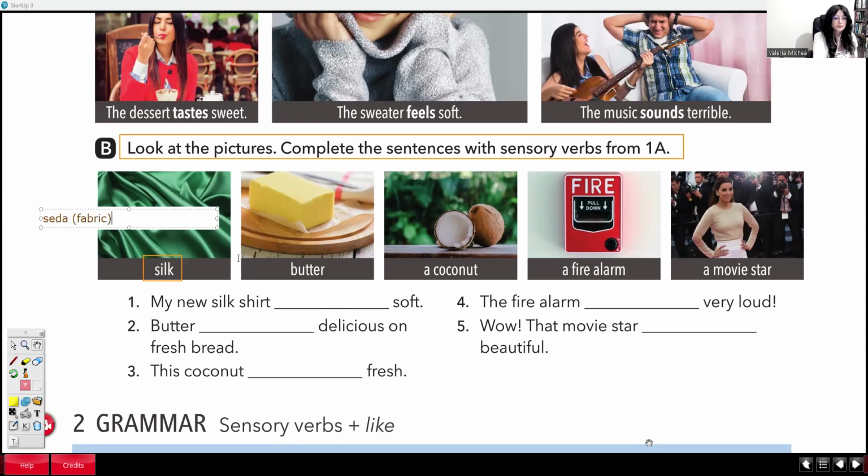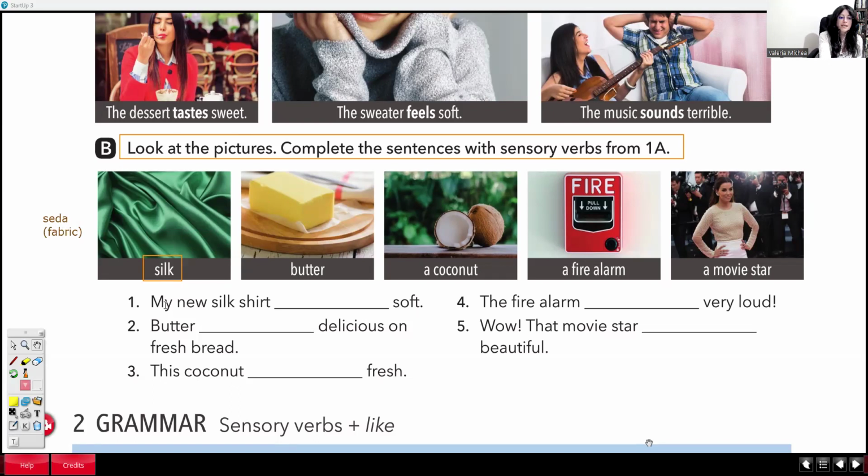Fabric means tela, by the way. So the fabric is very soft. Then we have butter, which is this thing that we have here. A coconut, we have it here. A fire alarm, and a movie star.